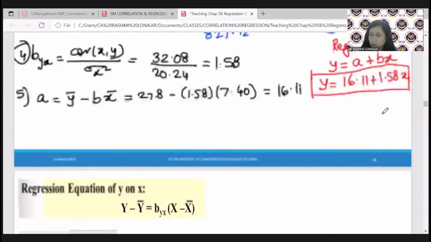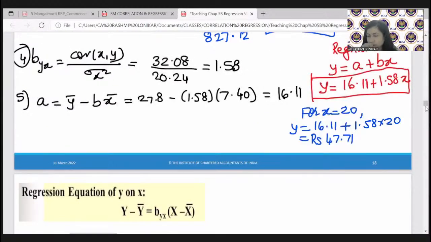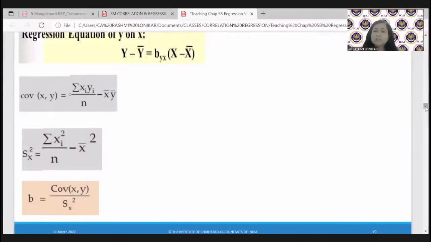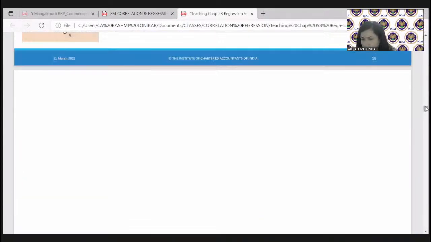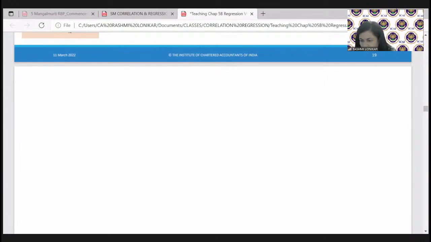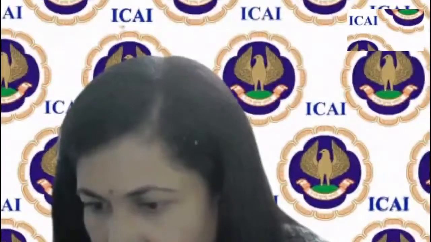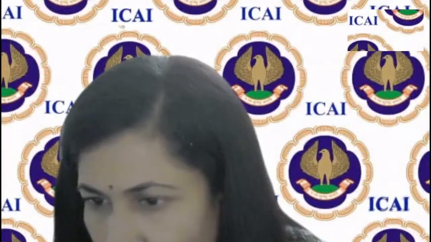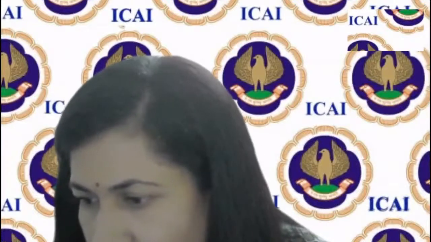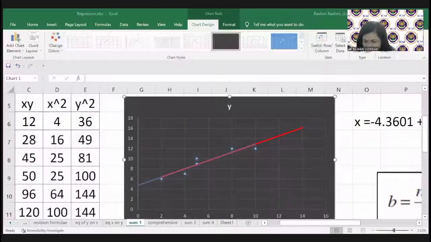Or, if you don't want that, you can even use this formula: Y minus Y bar is equal to B by X, X minus X bar. Same thing. You do it this way or that way, you will get the same answer, because either you find it directly or you substitute here and find it. Okay. So I would like to show you the graph again so that this concept is very clear in your mind.